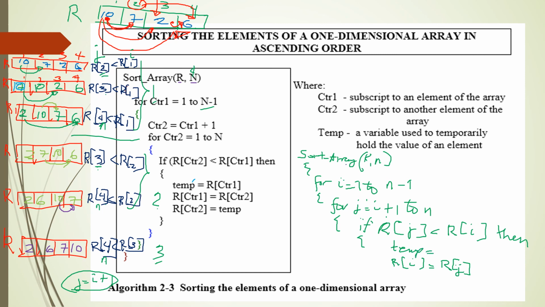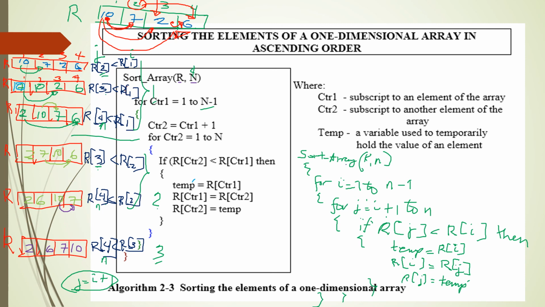So, ano ba yung aalisin natin? Yung value, pwedeng depende, no? So, sa atin, una nating tatanggalin yung value ni I at ire-replace ng R sub j. So, ganito siya. So, temp is equal to R sub I, then R sub I is equal to R sub j, and then R sub j will now be the value of that temp. Okay? And then that's it.